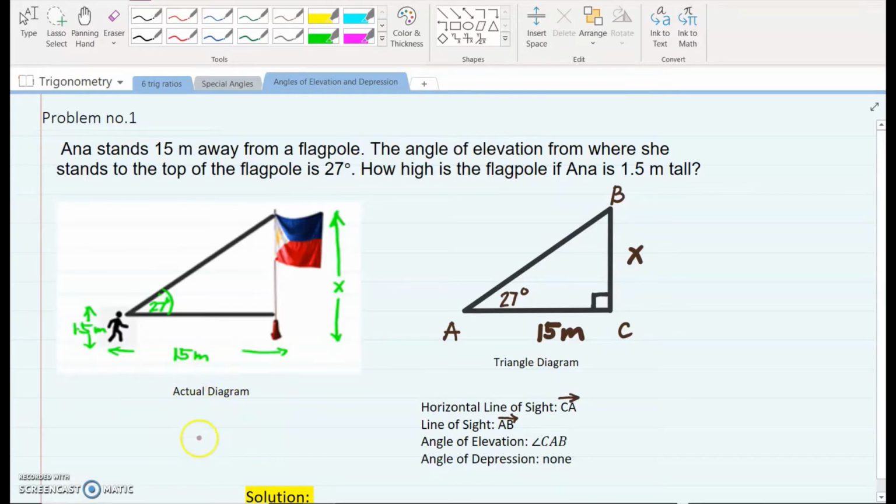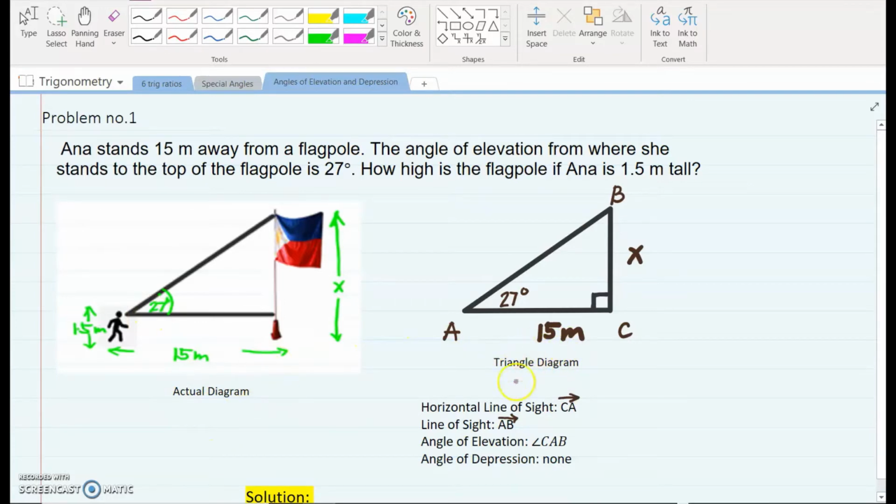If we're going to draw the actual diagram of this problem, you have Anna here that stands 15 meters away from a flagpole. Then the angle of elevation where she stands to the top of the flagpole is 27 degrees. Now this is the angle of elevation. How high is the flagpole? Anna's height is also given at 1.5 meters tall. So this is your actual diagram.